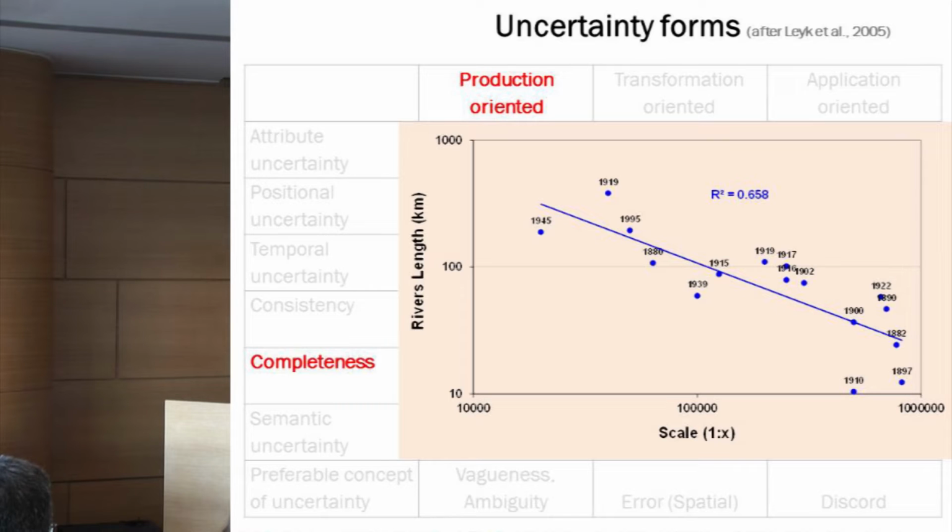And we can also analyze the residuals from the regression line. And you can see that here we have the river network length is much more than we would expect based on its scale. So apparently they were very interested in this, so they devoted much more effort to mapping it.